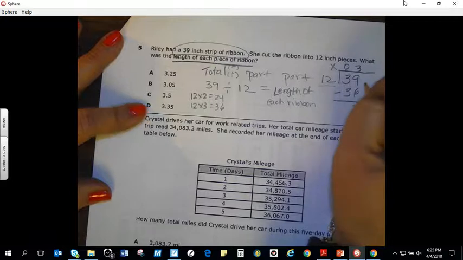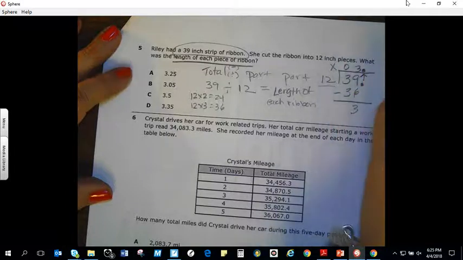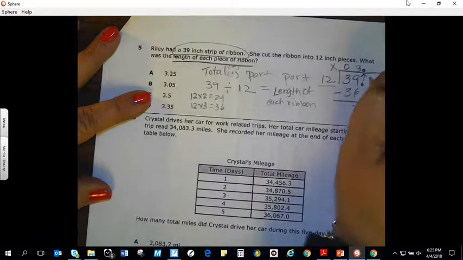But remember, when we were dividing, we can add in our decimal, because you've got to look at your answer choices over here. I'm going to add in a decimal, and I'm going to put a 0 here, and I'm going to bring down my 0.